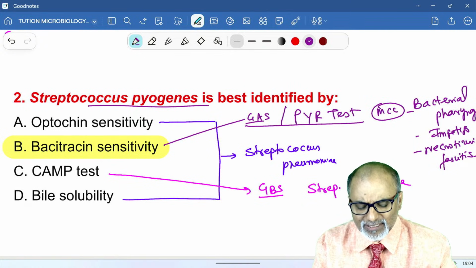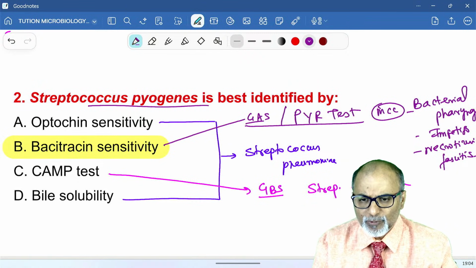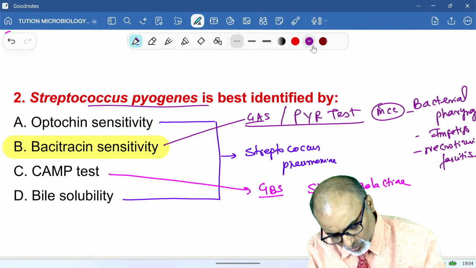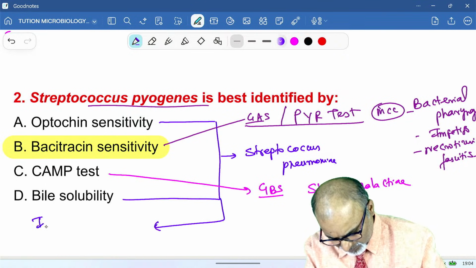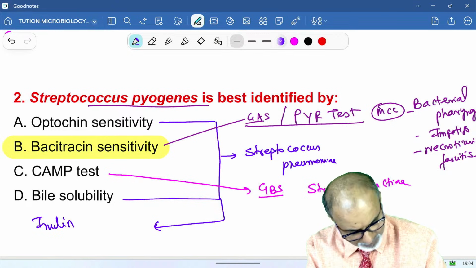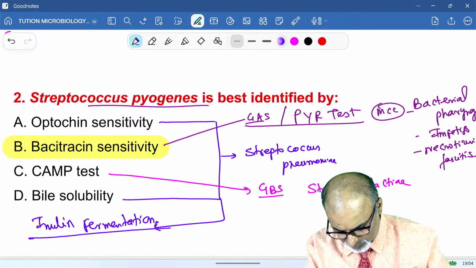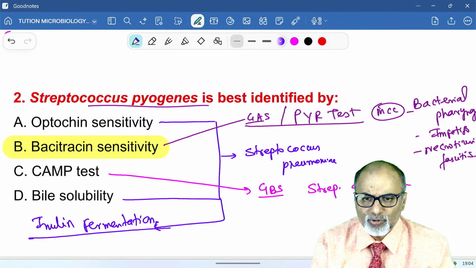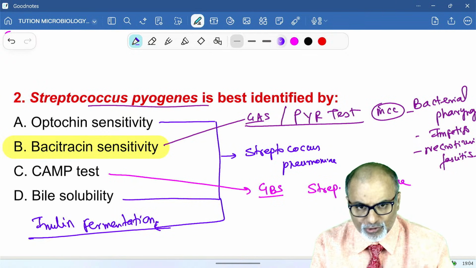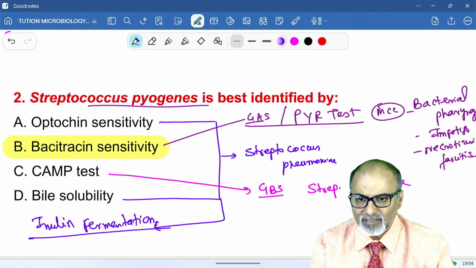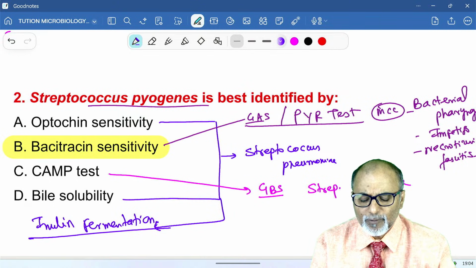Group B Streptococcus: CAMP test positive. Optochin sensitivity, bile solubility, inulin fermentation. You can add one more also, that is also an important exam point: inulin fermentation. Inulin fermentation, bile solubility, optochin for pneumococci.